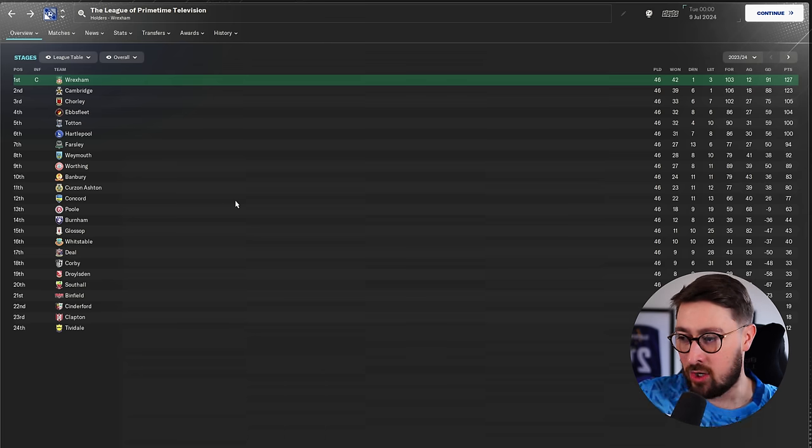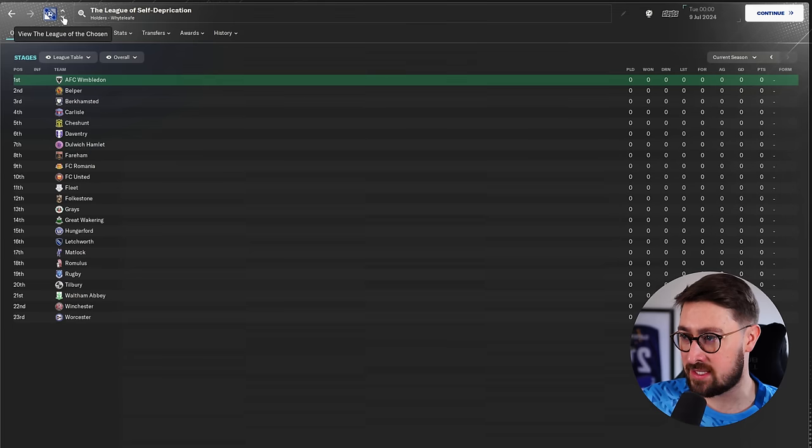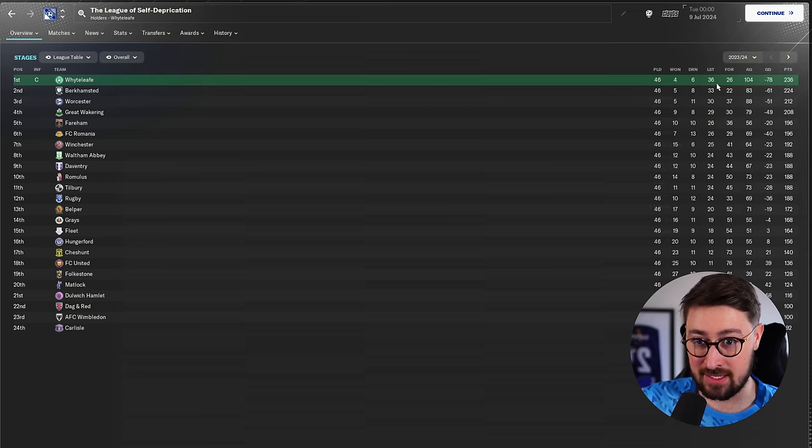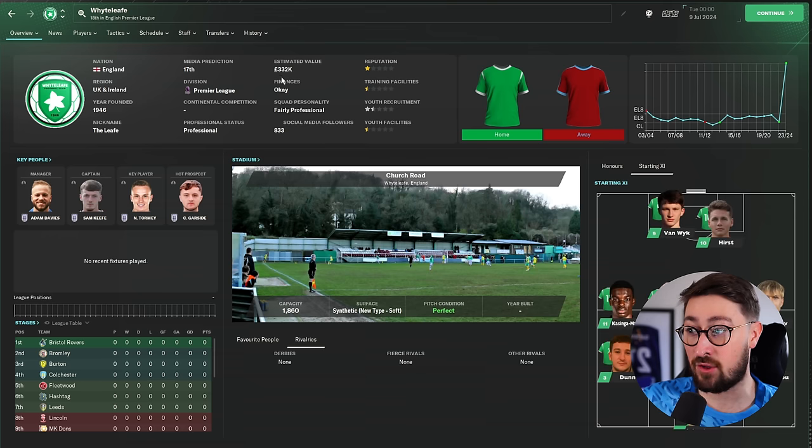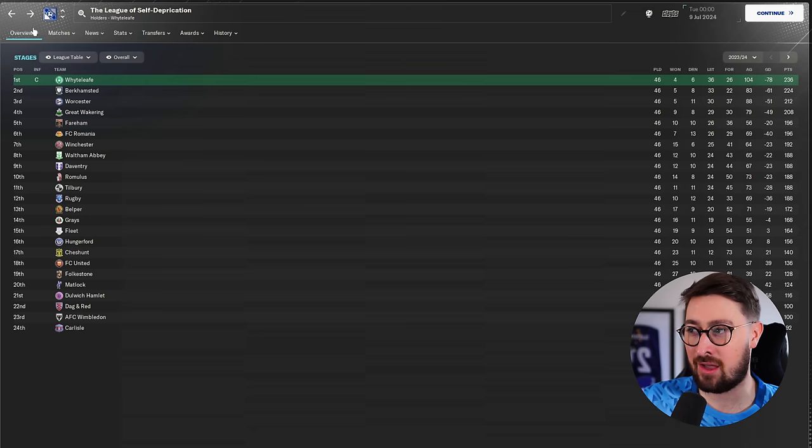I mean, we haven't even looked at things like the transfers that teams are doing and where some of the Premier League teams have ended up. I just want to go through these 20 first. You have the League of Self-Deprecation where you get more points for a loss. And this team lost 36 games and got 236 points. Whiteleaf are now in the Premier League and they've got no money. They've got 332k, but compare that to Wrexham and that's quite a stark difference, isn't it?